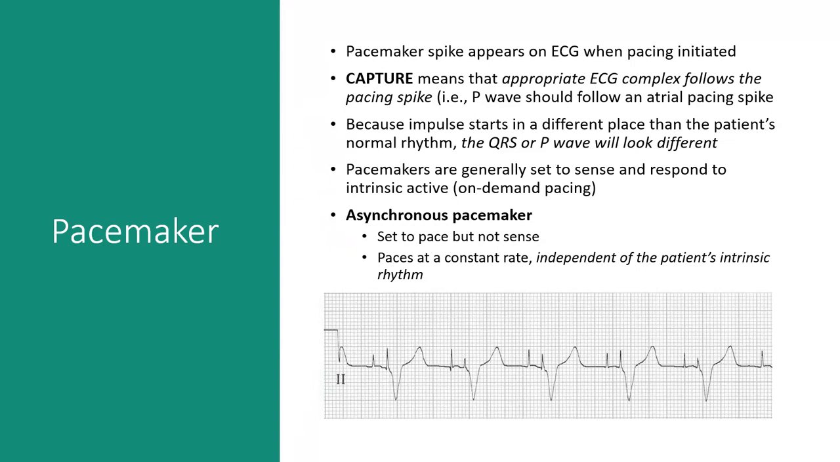Pacemakers are generally set to sense and respond to intrinsic activity. An asynchronous pacemaker is set to pace but not sense. It paces at a constant rate independent of the patient's intrinsic rhythm. So when you're looking at this, those are your pacer spikes here. Basically what happens is that an electrical charge is going in to make sure that the heart is beating.